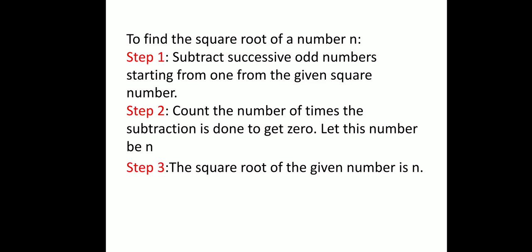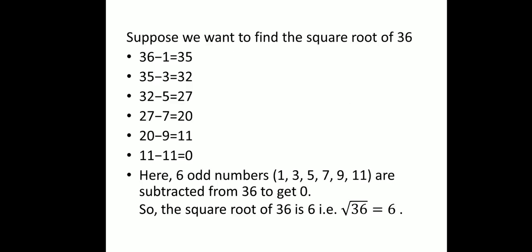Using the repeated subtraction method, we repeatedly subtract successive odd numbers from the given number to get its square root. The very first step is to subtract successive odd numbers, starting from 1, from the given square number. Second, count the number of times the subtraction is done to get 0. Let us suppose this number is n. Step 3, the square root of the given number is n.